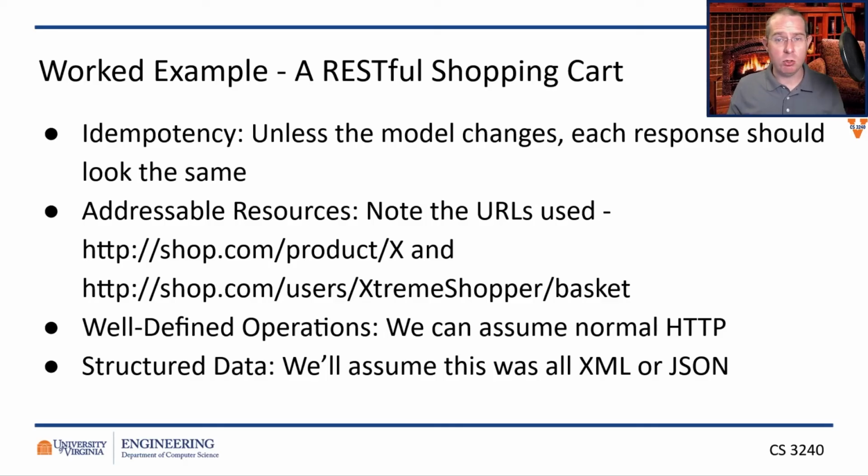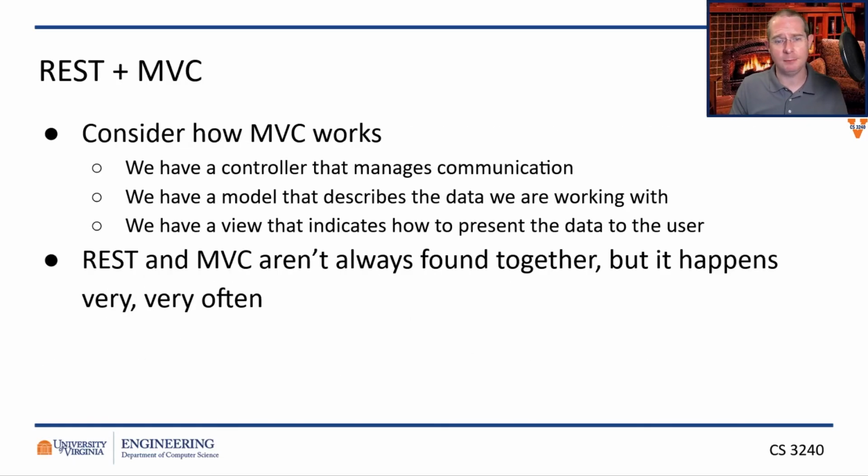Notice that I was using URLs to identify the resources. You don't have to do this, but in this worked example it showed that I could access it as an object in the system. Well-defined operations, we're just going to assume that this was using HTTP and that this was all good JSON stuff being passed back and forth. In many cases, the well-defined and structured parts you just kind of get because you're making a web application, typically. So we care much more about statelessness and addressability and idempotency.